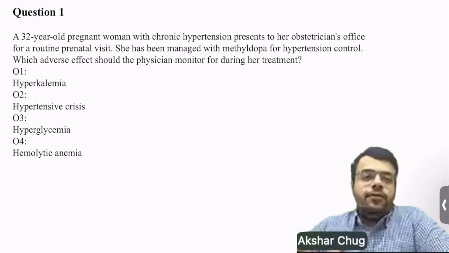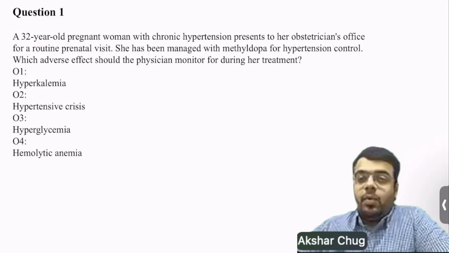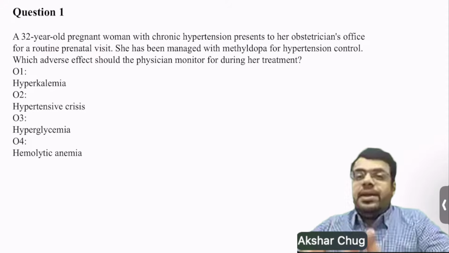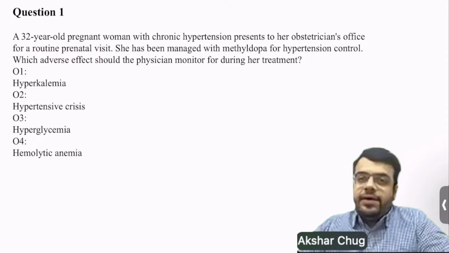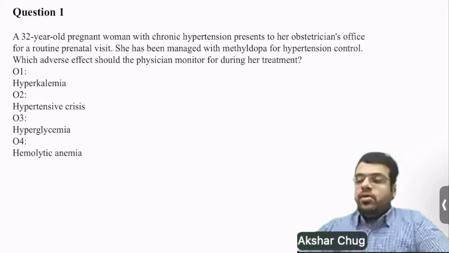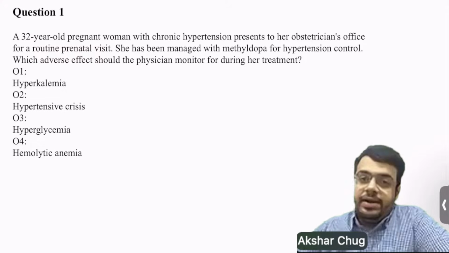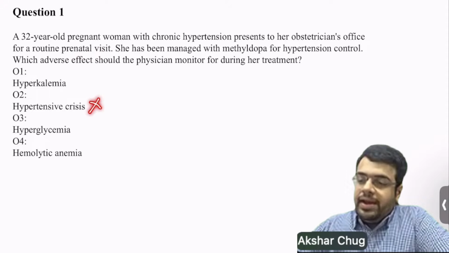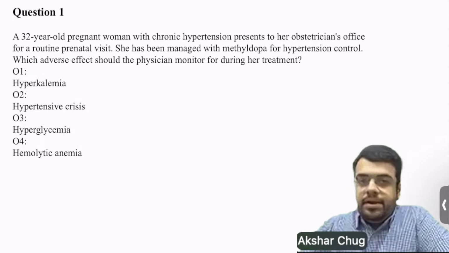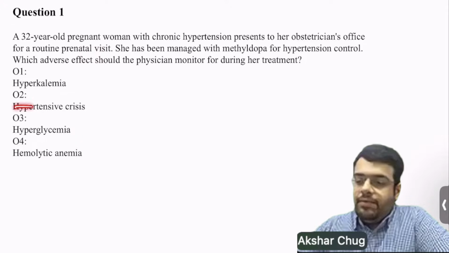Now, first we need to understand what is methyl dopa. So basically, methyl dopa is a sympatholytic drug. It acts on the alpha receptors and it acts as a brake to the sympathetic system, right? So it's a sympathetic blocker. So hypertensive crisis and hyperglycemia, which are both the side effects of sympathetic system, will not be the answer. So we have eliminated two options.